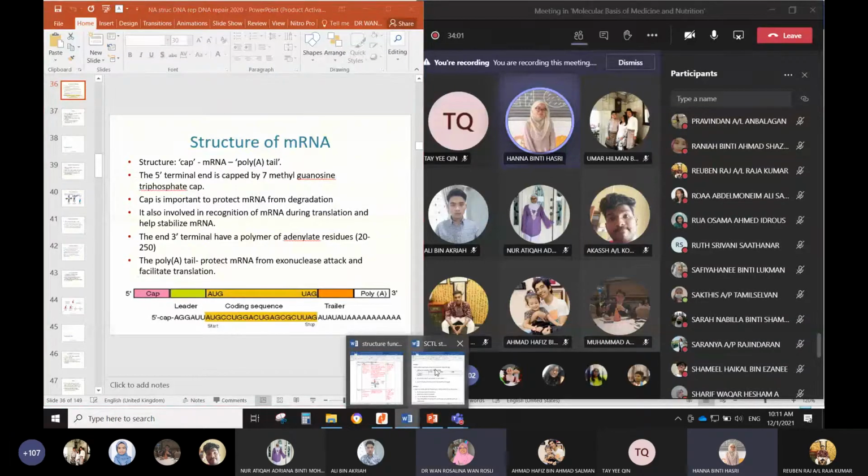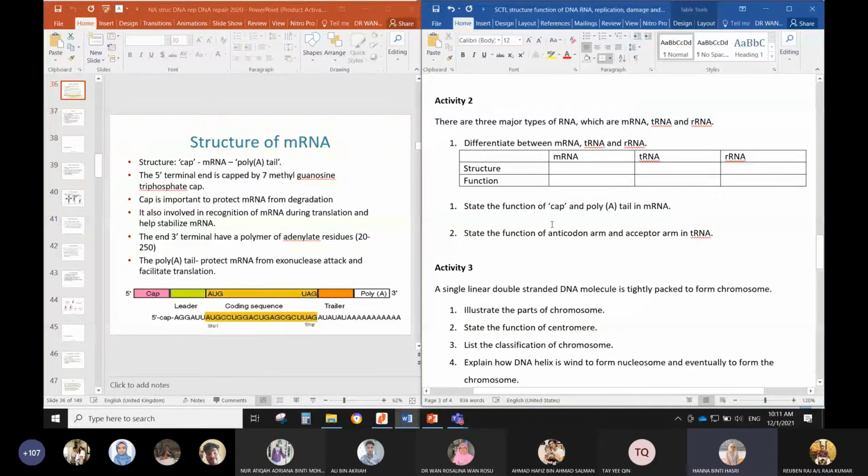Should I answer the poly A? Yeah, you can. Okay. So the poly A is located at the opposite end, the 3' end. So it protects the mRNA from exonuclease attack and to facilitate the translation.